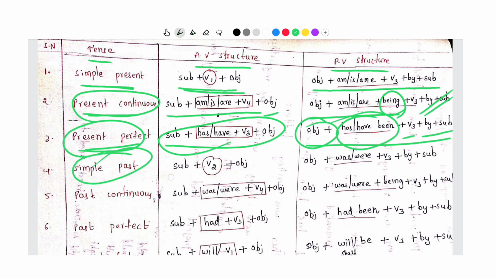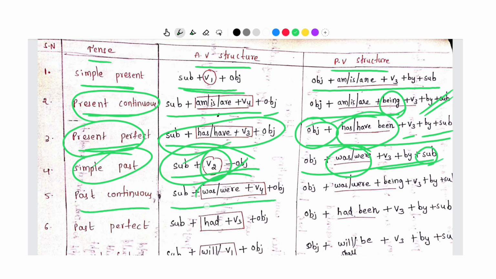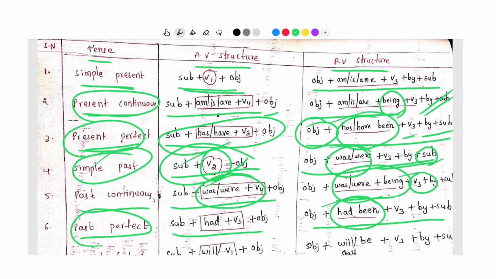In simple past, subject plus V2 plus object. V2 is very important. Here, this past will change to was or were plus V3 by subject. Past continuous, subject plus was or were plus V4. Here, was or were plus being plus V3. And past perfect. Subject plus had plus V3 plus object, then here it will change into had been plus V3.